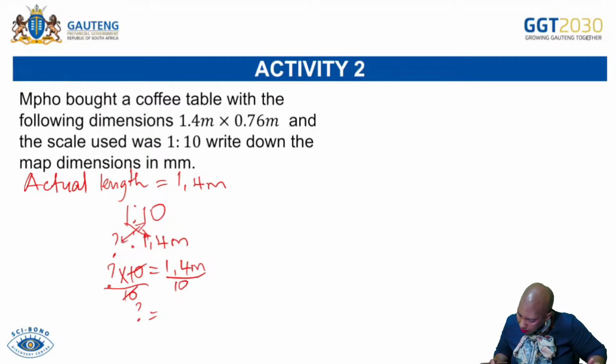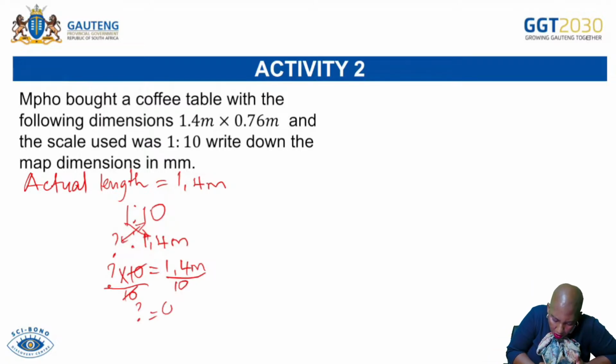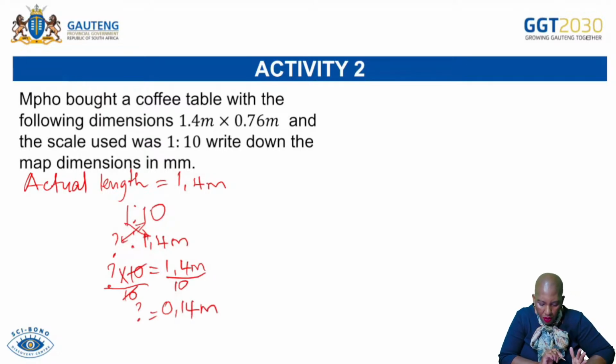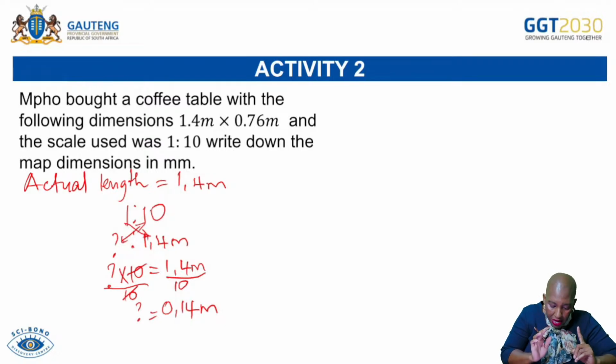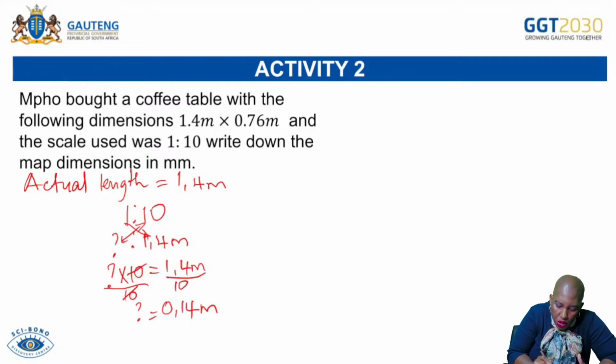It will give me 0.14. Now it's in what? It's in meters. This 0.14 is in meters. Do I want my answer to be in meters? No, my answer must be in millimeters.